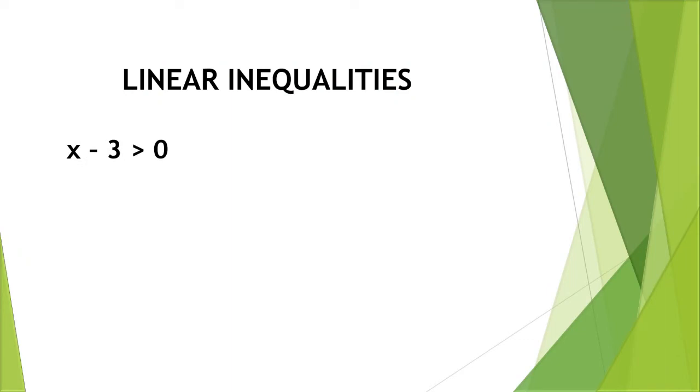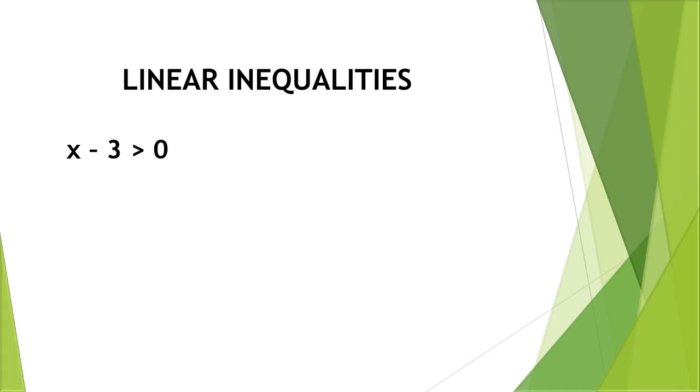Let us have an example: x minus 3 greater than 0. Now the question is, how are we going to solve this kind of inequality? The answer is by applying the different properties of inequality, such as the addition property of inequality, the subtraction property of inequality, the multiplication property of inequality, and so on and so forth.